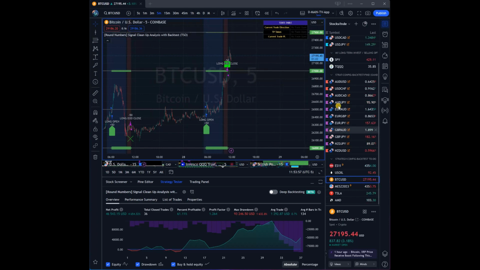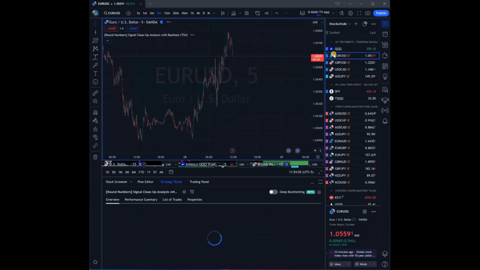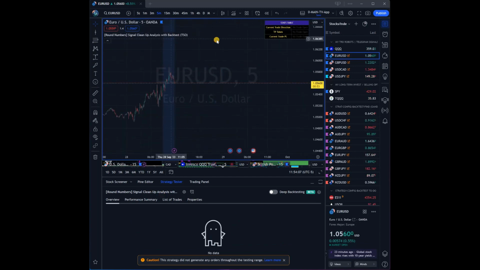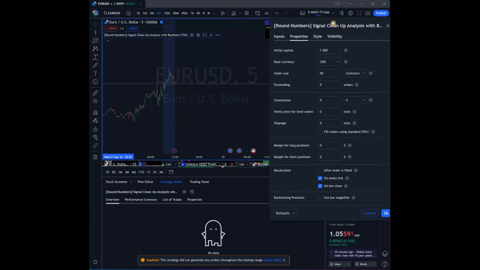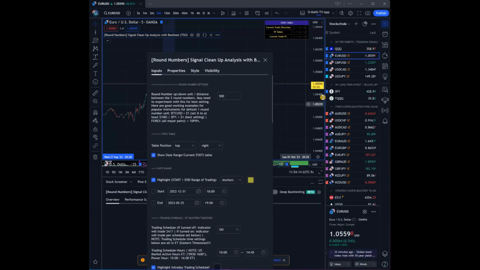So let me show you right away forex. Just a standard Euro USD. Right now there will be no trades because our round number unit is set to 500, which doesn't make sense for forex because the price difference is in 5 decimals. So $500, basically €1 has to cost $500 for this to make sense.